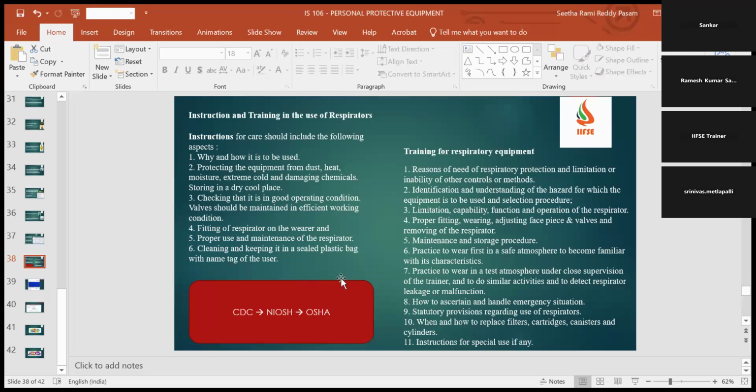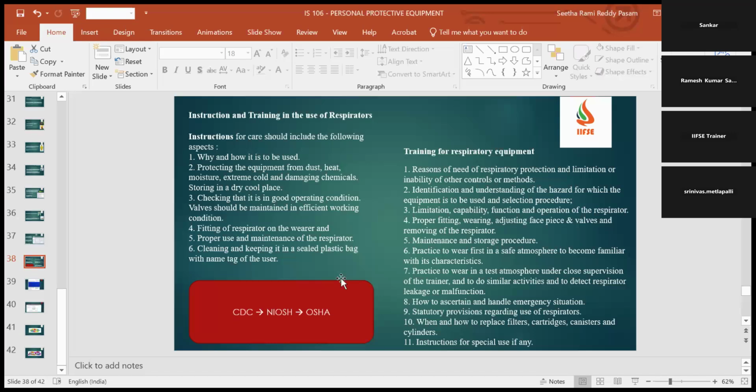So we have to tell them it is their basic, not responsibility, we can say accountability, to use properly the given respirators or PPEs, and when and how to replace filters, cartridges or canisters and also cylinders. So this is the discarding mechanism. So we have given how to use, how to wear, how to clean and how to maintain, and also we have to tell them at what situations or conditions the mask can be discarded from service.